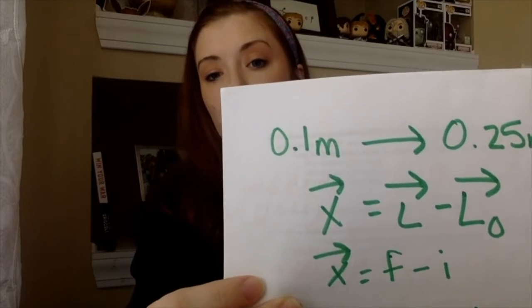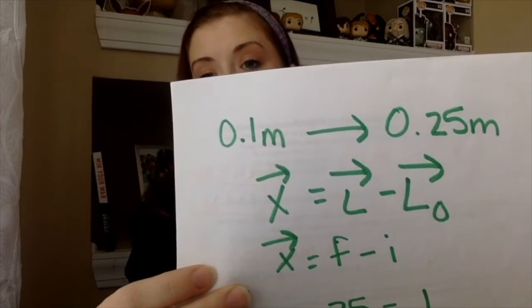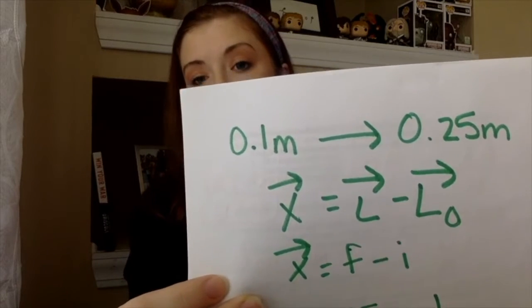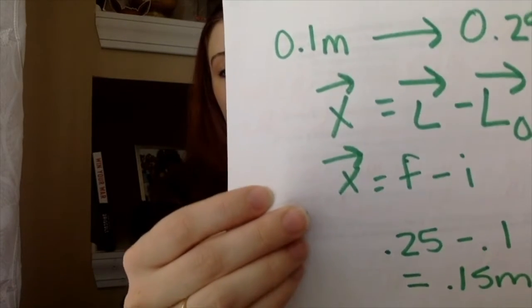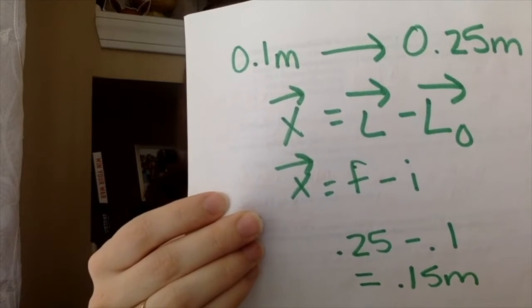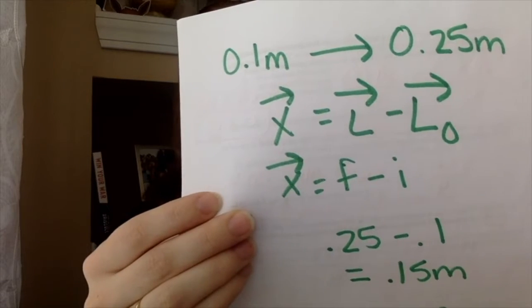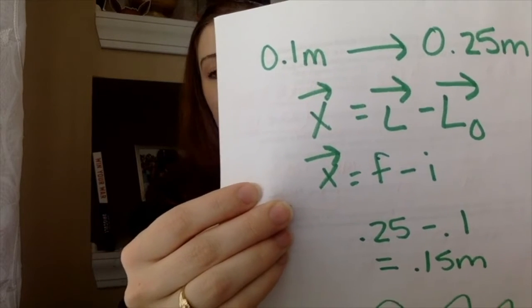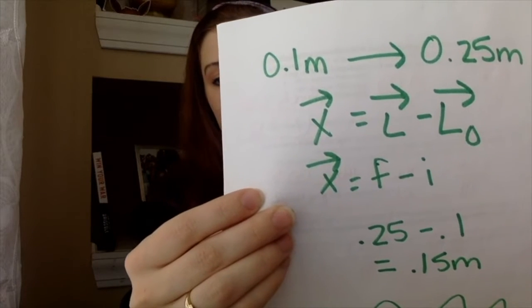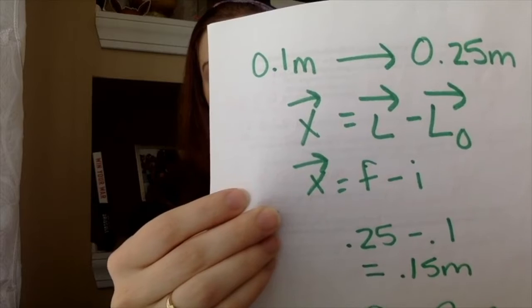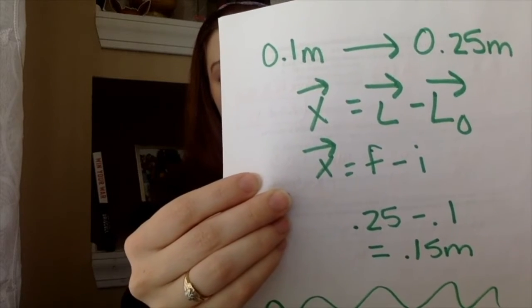So we go from 0.1 to 0.25. That's where our spring is getting stretched. So our final position of our spring is going to be 0.25, while the initial is going to be 0.1. That's where it started off. So we're subtracting where we ended up minus where we started out. And it's going to be equal to 0.15 meters. Figured out how the change of position has happened with our spring.